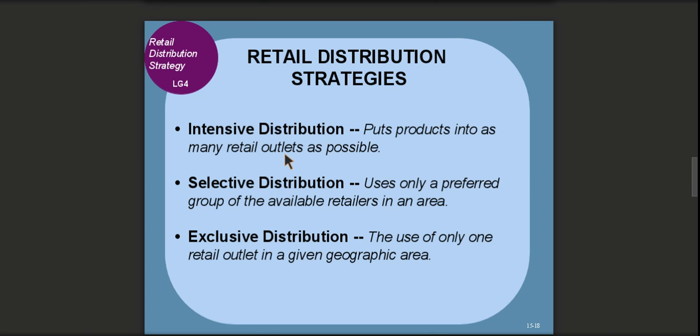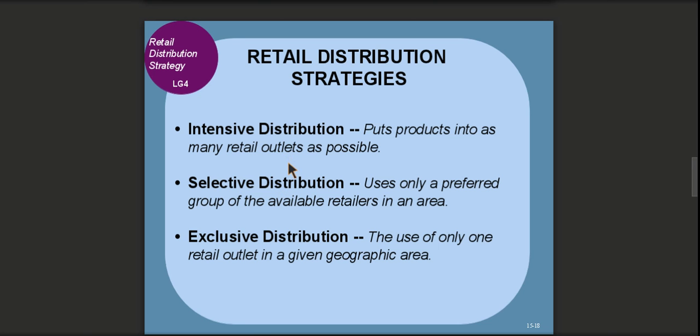So intensive, you're going to put products into as many retail outlets as possible, right? So an example, this might be Coke. Coke's not going to distinguish, we're going to sell to Kangaroo and not 7-Eleven. No, they want it in every single convenience store, every single restaurant, every single bar. They want Coke there. They don't want Pepsi.